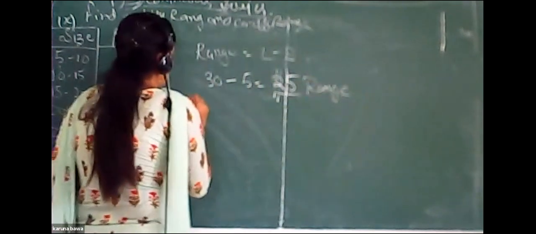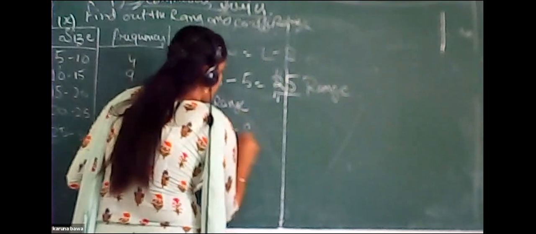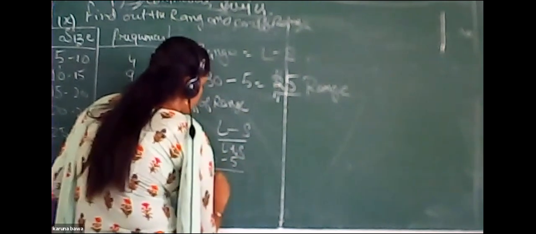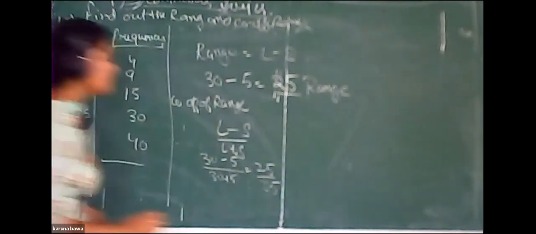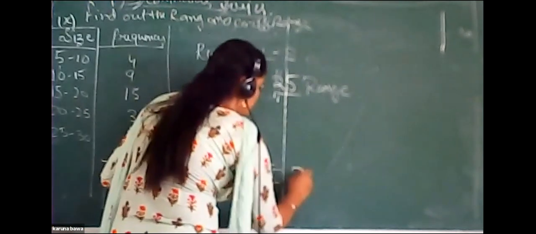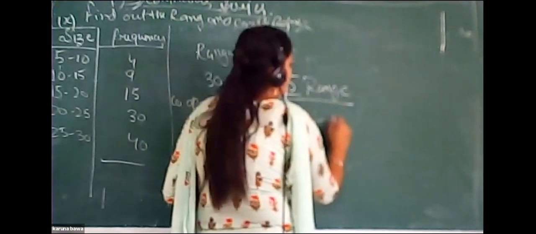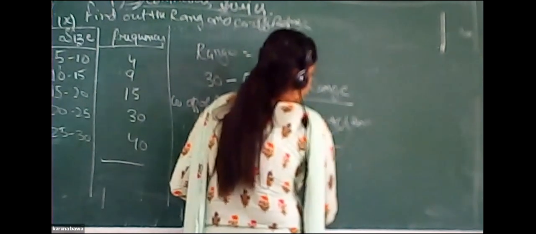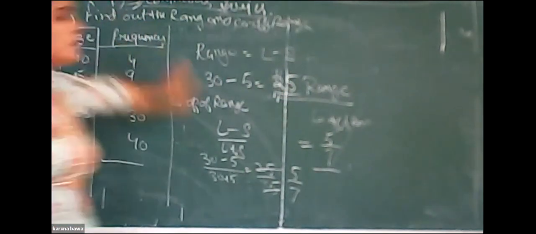On the other hand, the coefficient of range. The formula is L minus S divided by L plus S. So 30 minus 5 and 30 plus 5, 25 and 35. So 25 divided by 35. So now this is the range and the coefficient of range, 5 divided by 7. This is the answer. So this is the third series, the continuous series.